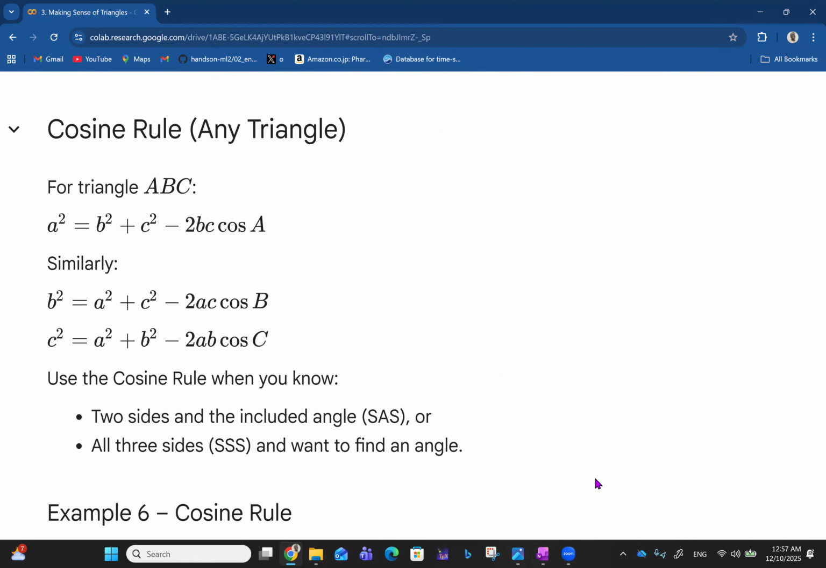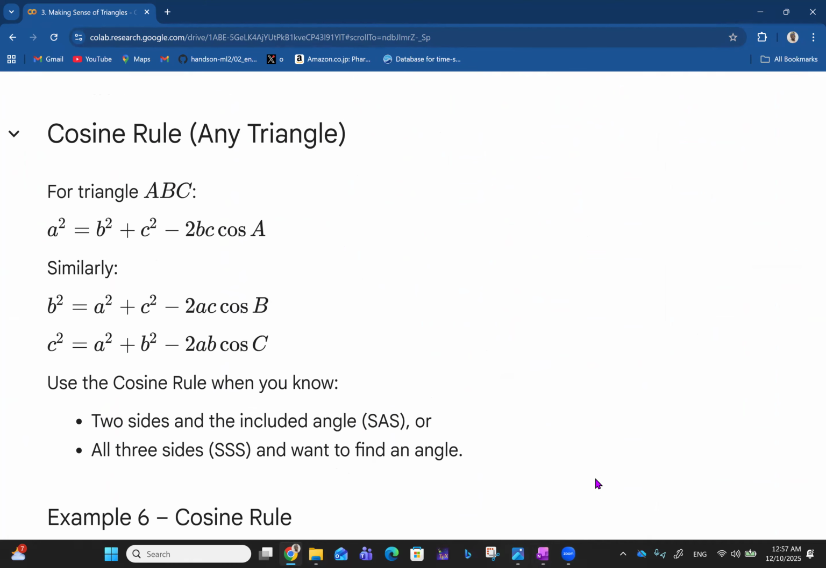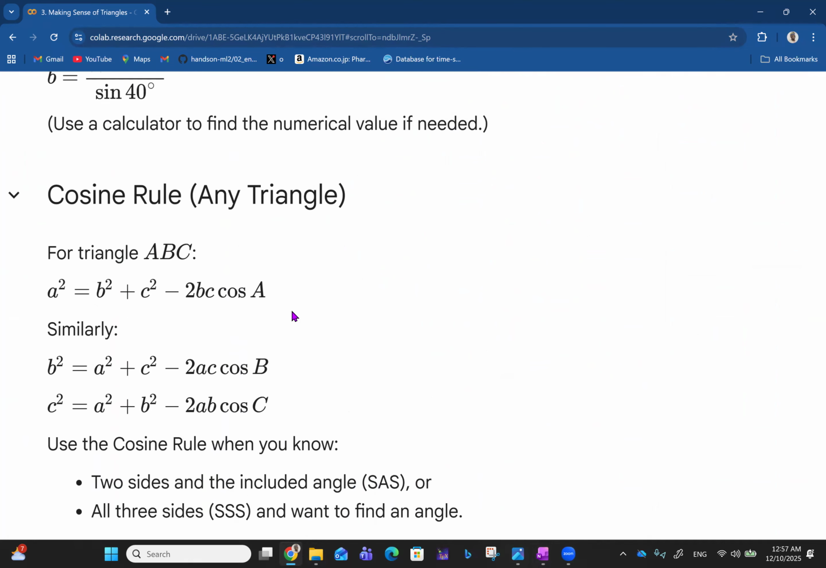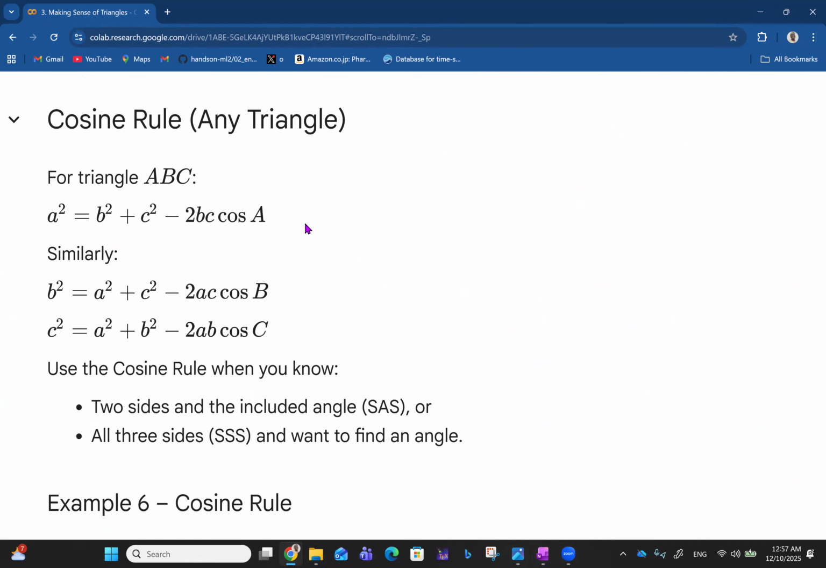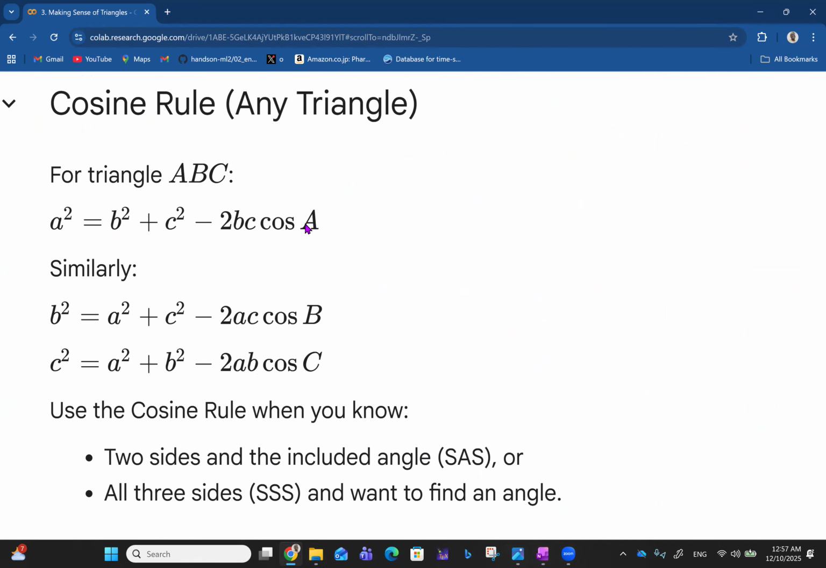So we have the cosine rule again. I think I won't waste time on this again. For the cosine rule, you have it in three ways, for any triangle, given certain conditions. For triangle ABC, A squared equals B squared plus C squared minus 2BC cos A. Similarly, B squared is equal to A squared plus C squared minus 2AC cos B. And C squared can also be A squared plus B squared minus 2AB cos C. Use the cosine rule when you know two sides and the included angle.